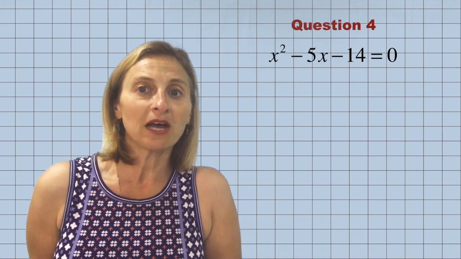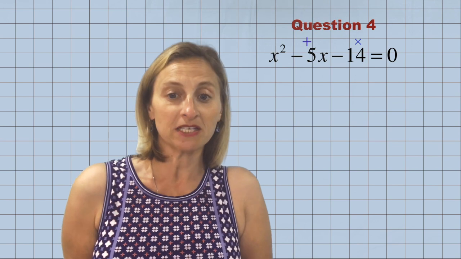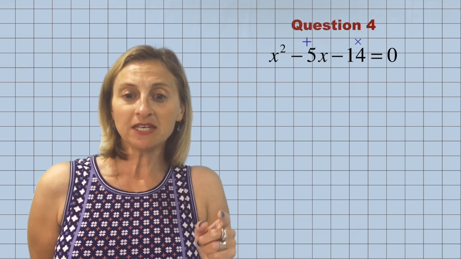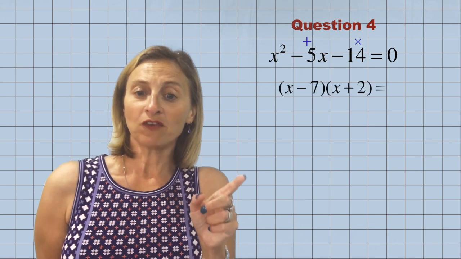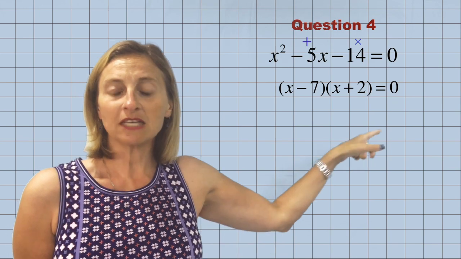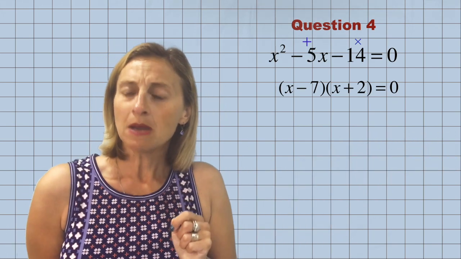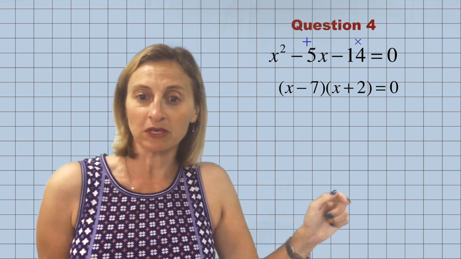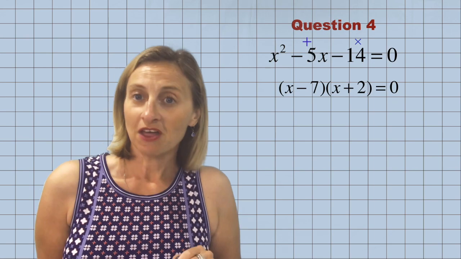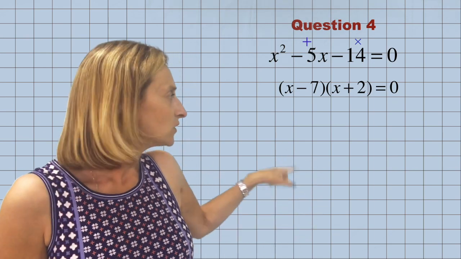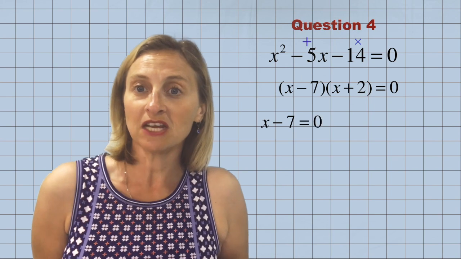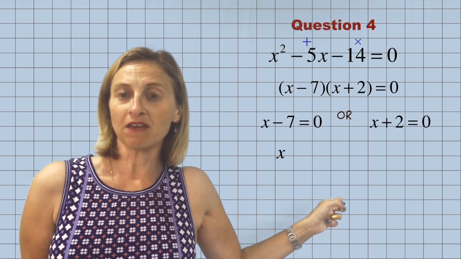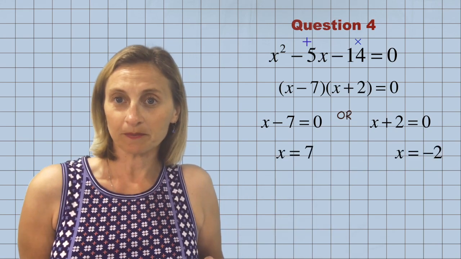Can we find a number that multiplies to give 14 and adds to give minus 5? Good. 7 times 2. Minus 7 and plus 2. So we've got x minus 7 and x plus 2 equals 0. And don't forget, what did we do? Minus 7 plus 2 gives me minus 5. And minus 7 times plus 2 gives me minus 14. So that's definitely correct. And then I solve each one. I have x minus 7 can equal 0, or x plus 2 can equal 0, and I've got x equals 7, or x equals minus 2.